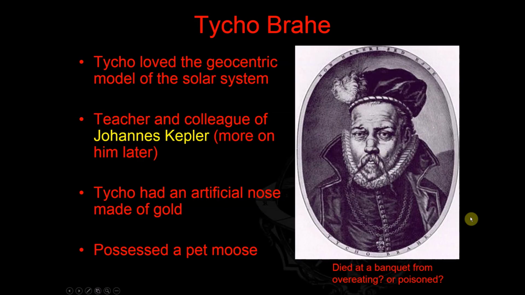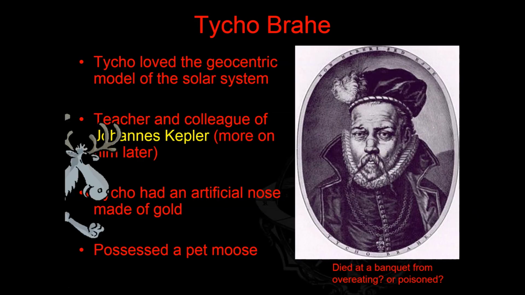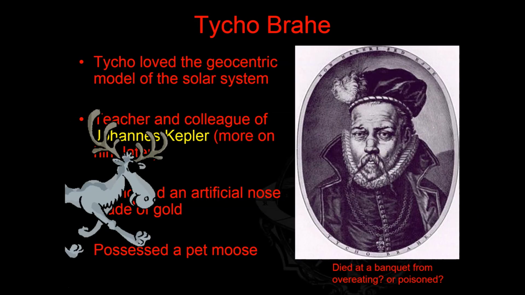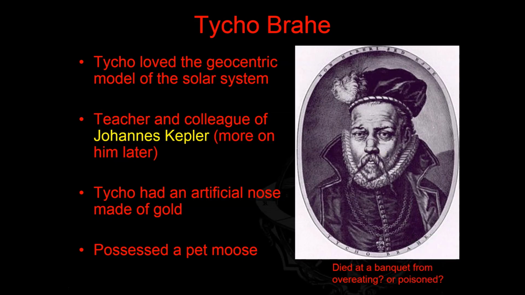artificial nose made out of gold, having lost a chunk of his nose in a duel over a mathematical equation. He was sort of a rock star scientist of his day and actually had a pet moose and a dwarf that used to tell jokes at his parties. He eventually died spectacularly at a banquet. Some say from overeating, some say from a ruptured bladder. There is a theory that gets a little bit Scooby-Doo that discusses that Kepler may have poisoned him. I'm not so sure on this, knowing a little bit about the character of Kepler, but it's still an interesting idea.